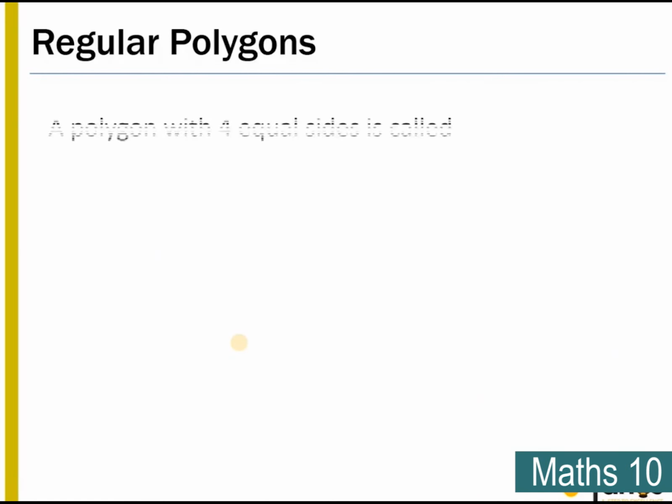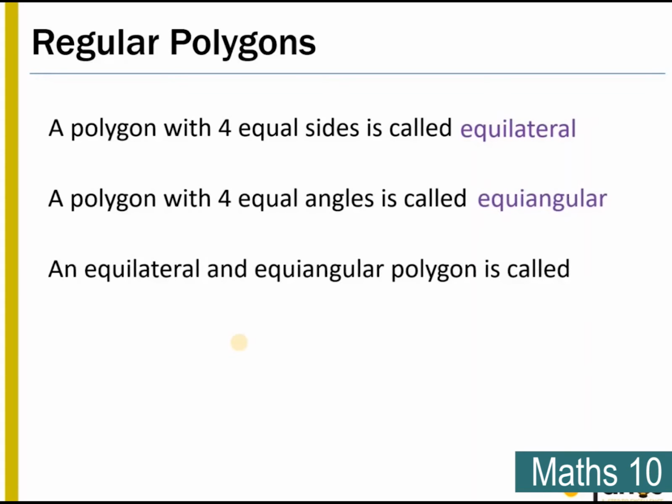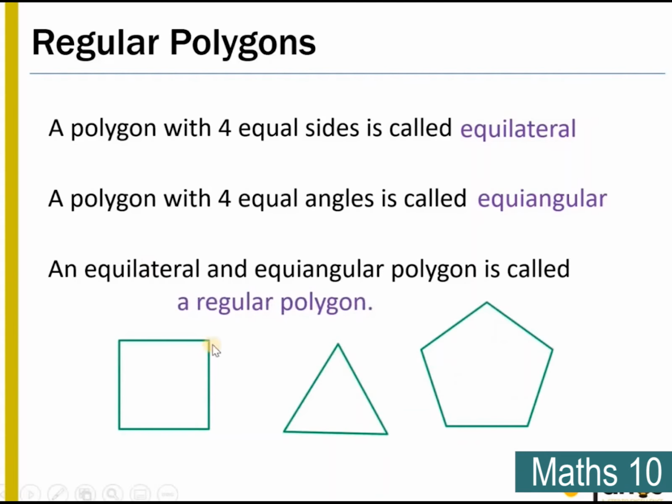Regular polygons. A polygon with four equal sides is called equilateral. A polygon with four equal angles is called equiangular. An equilateral and equiangular polygon is called a regular polygon. For example, a square has four sides and four angles the same. An equilateral triangle has three sides and three angles the same. And a regular pentagon has five sides and five angles the same.